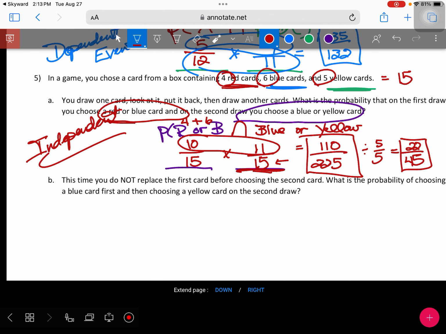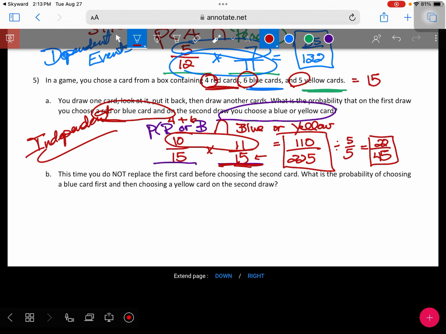Last one. This time you do not replace the first card before choosing the second card. What is the probability of choosing a blue card and then a yellow card? We still have the same cards. So how many different probabilities am I looking at? 2. The probability of blue and the probability of yellow. How many cards do I have to choose from for the first draw? 14, you said you don't put the card back, right?